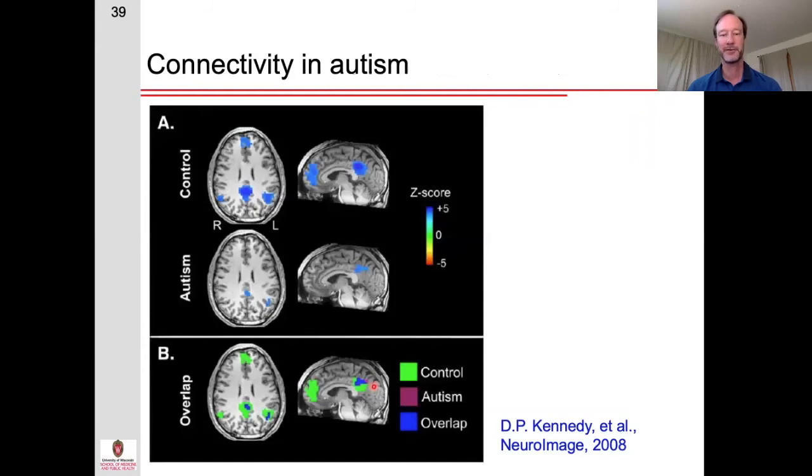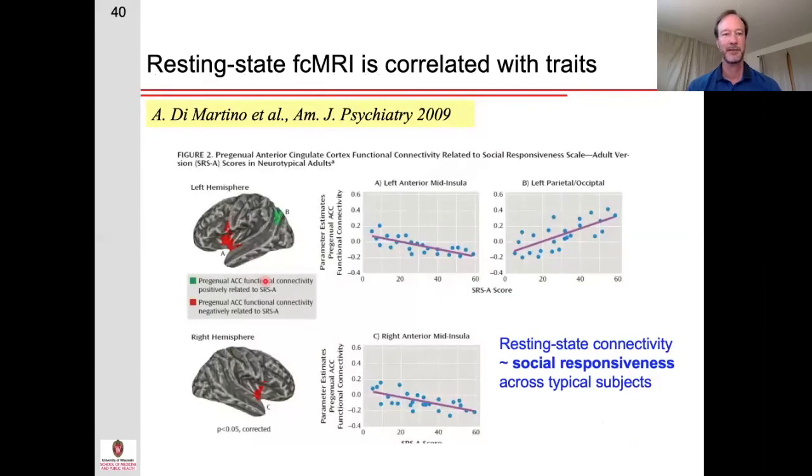What about individual differences? Well, there's been a number of great studies on this. Here's one of the early ones showing that looking at the default mode network in individuals with autism spectrum disorder compared to typically developing controls, there are differences in the connectivity of the default mode network. In this study from Adriana DiMartino and colleagues, they showed that within a typical community sample, there were differences in functional connectivity that were related to trait-like characteristics, in this case, the social responsiveness.